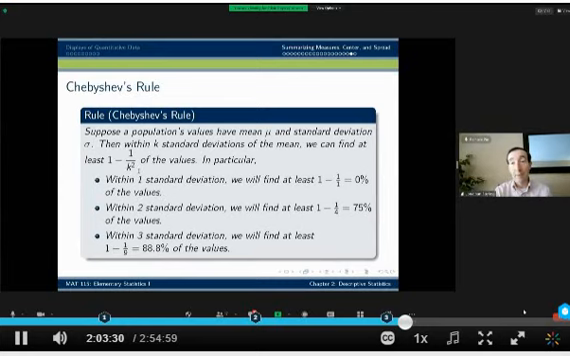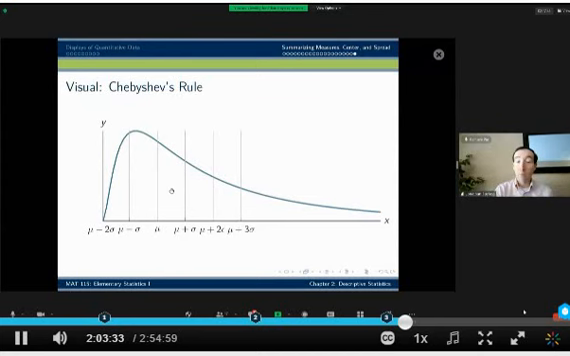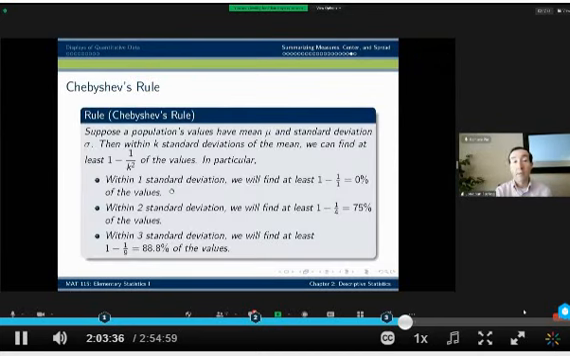Okay? Now to see how that plays out for different values of k, looking at 1 standard deviation away, within 1 standard deviation, this tells me I would find at least 1 minus 1 over 1 squared. That's 1 minus 1. That's 0%. Well, that's not terribly helpful, right? I expect to find at least 0% within 1 standard deviation. Well, yeah, obviously. I can never find less than 0%. Okay. But within 2 standard deviations, I actually get some useful information. Within 2 standard deviations, I find at least 1 minus 1 over 2 squared, which is 1 minus a fourth. So I'll find at least 3/4 of the data. That's at least 75%. Okay? That's useful.